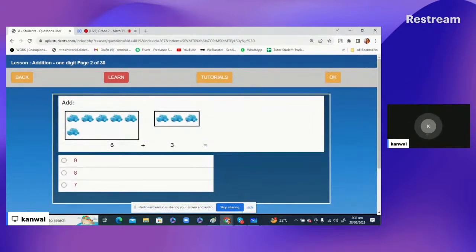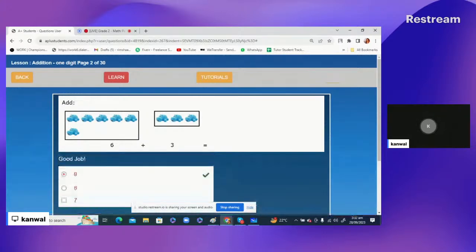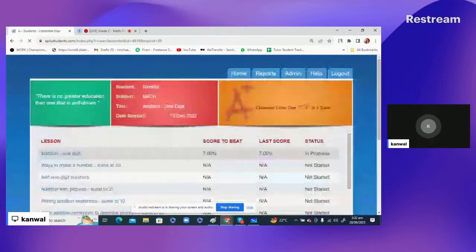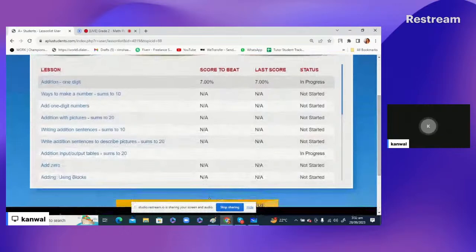Let's do one more. Look at here. There are the shapes. So in the first box, how much? Count it. One, two, three, four, five, six. And in the second box, how much of it? That is three. So one, two, three, four, five, six, seven, eight, and nine. So these are total nine. Okay. All right. Now hope you guys this lesson is understood. Let's do the next lesson.